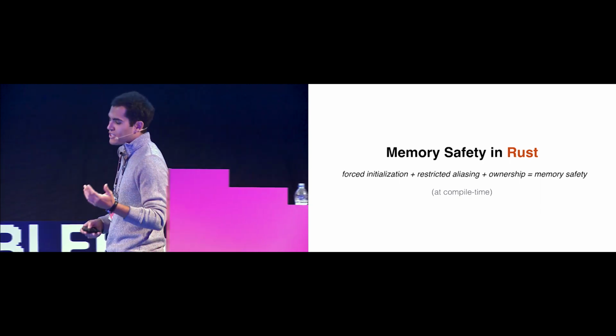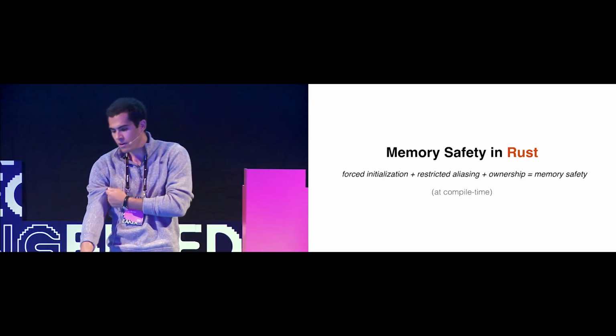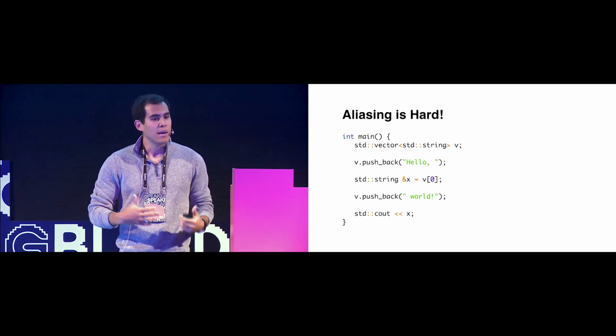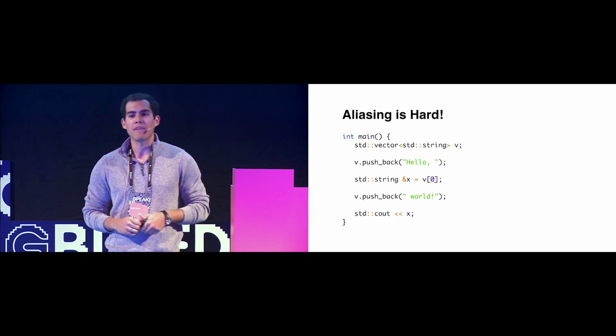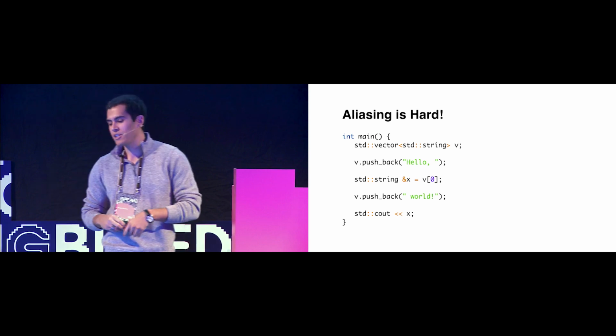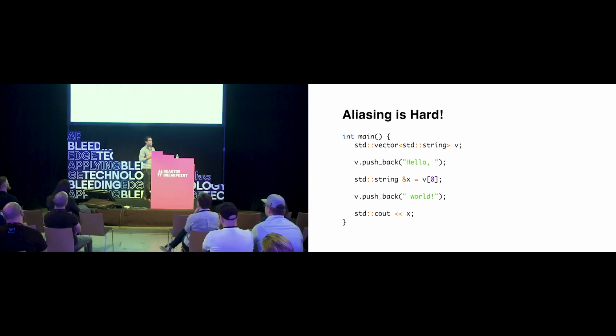So how does this sort of magic work? This is pretty magical. Well, let's talk about aliasing. Let's talk about what goes wrong when we have aliasing unrestricted in the fashion of C++. So here's some C++ code. If you're not familiar with C++, that's OK. Just follow along with the pictures on the right here.